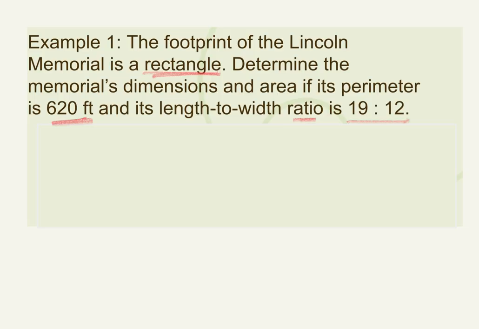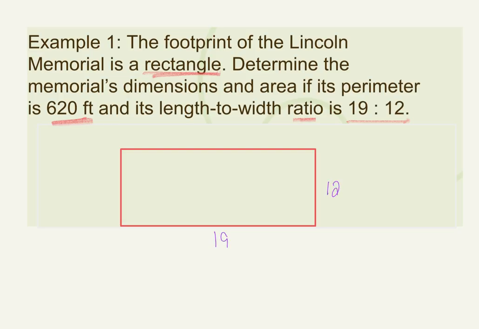So in this particular situation, you may want to draw a picture of that Lincoln Memorial here. And you would want to label it. So you want to say, well, the length to width ratio is 19 by 12. And remember, we're going to use X's there because it's a ratio. And then they use the word perimeter. So once again, we're going to say 2 times the width plus 2 times the length equals its perimeter.